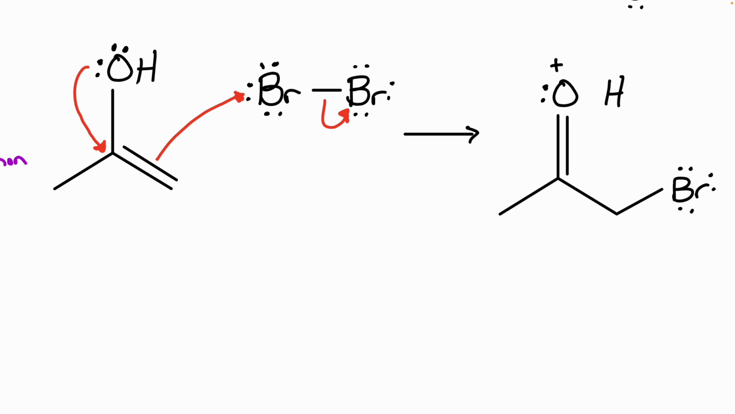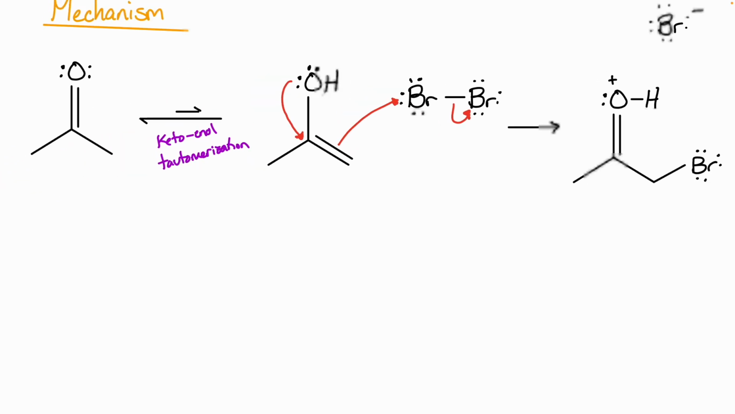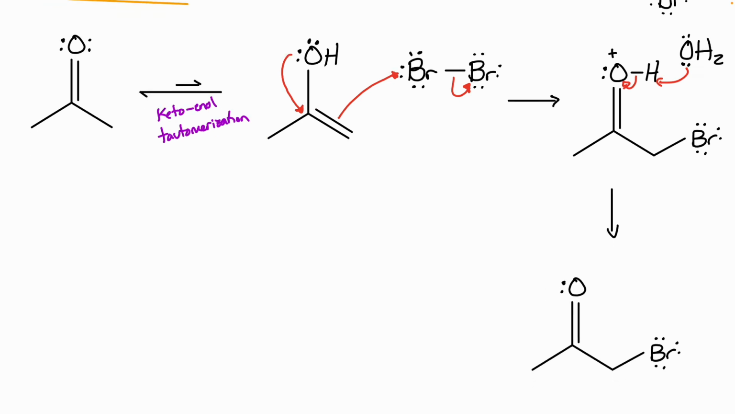So then we've got one more step here, which is to just get rid of this hydrogen. We're going to need some base to do it. A lot of places might show this bromide ion playing the role of a base, but that is an absolute trash base. So really what's going to be playing the role under our acidic conditions is water. So at the end, we have halogenated the alpha carbon position of that aldehyde or ketone.